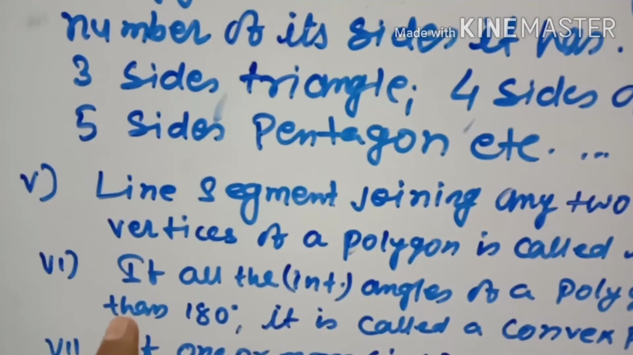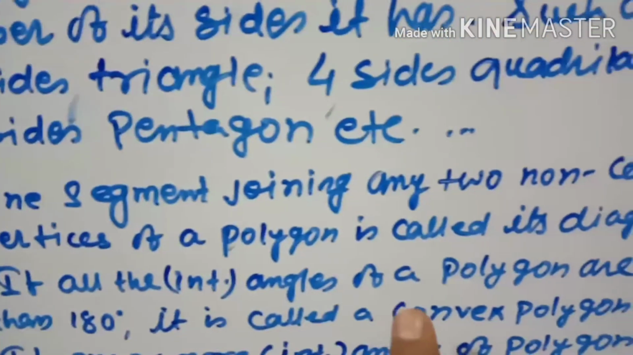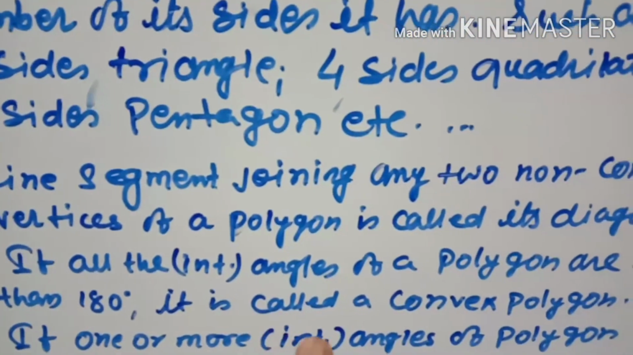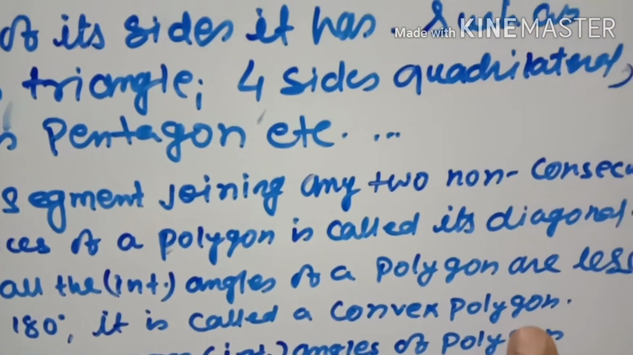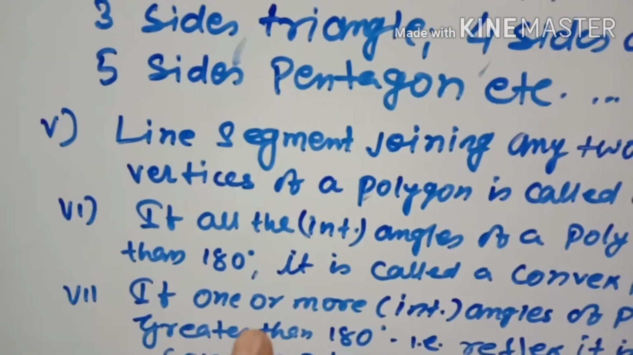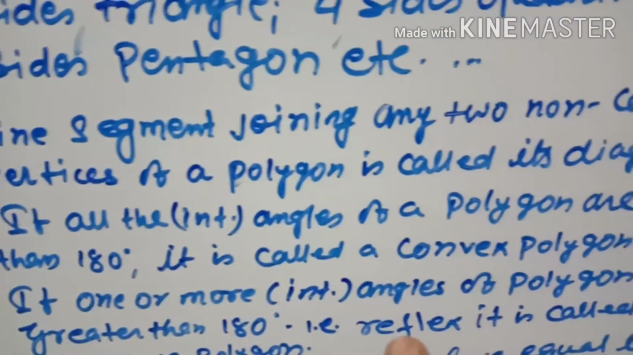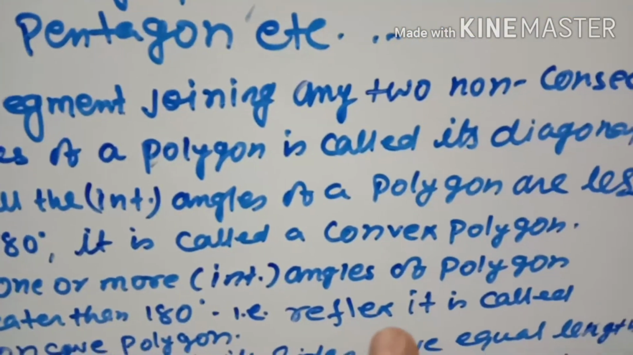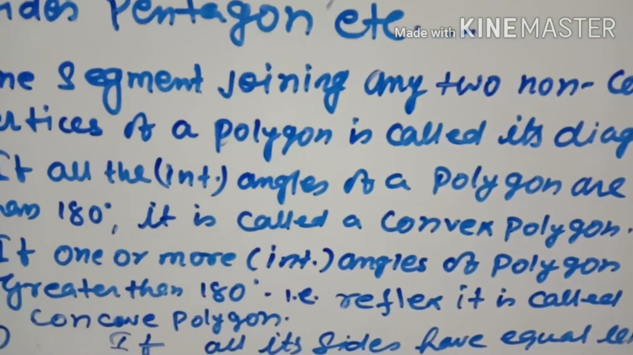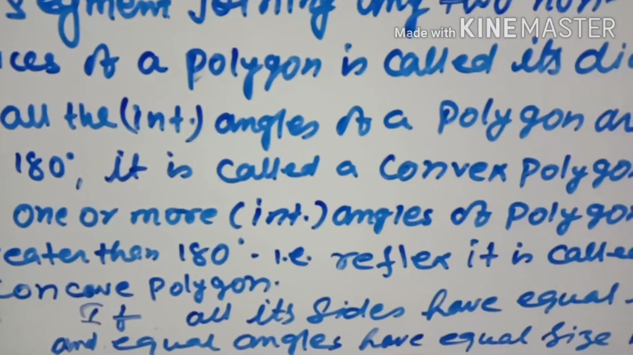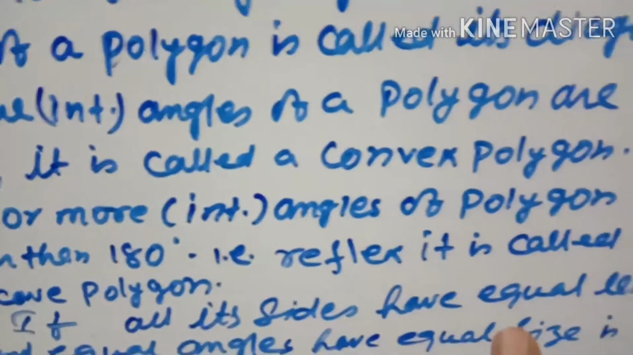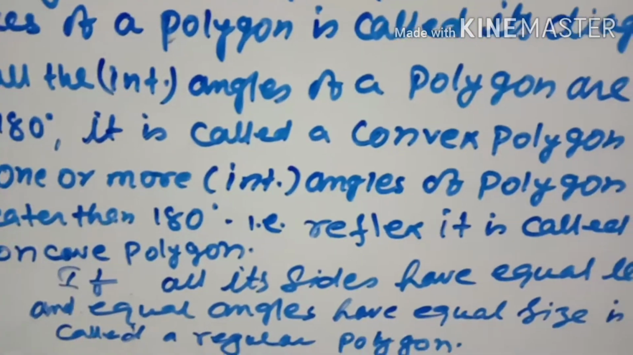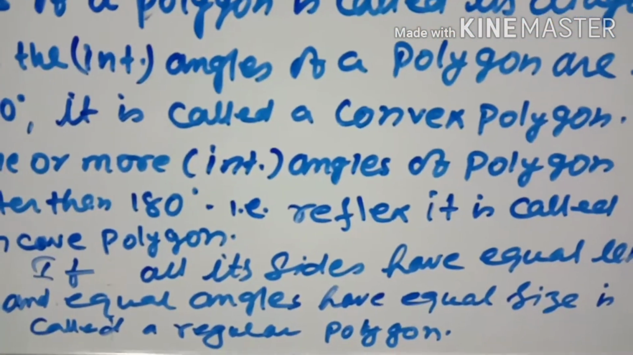Now if all the interior angles of a polygon are less than 180 degrees, it is called a convex polygon. Number 7, if one or more interior angles of a polygon is greater than 180 degrees, that is reflex, it is called a concave polygon. If all its sides have equal length and all angles are equal, it is called a regular polygon.